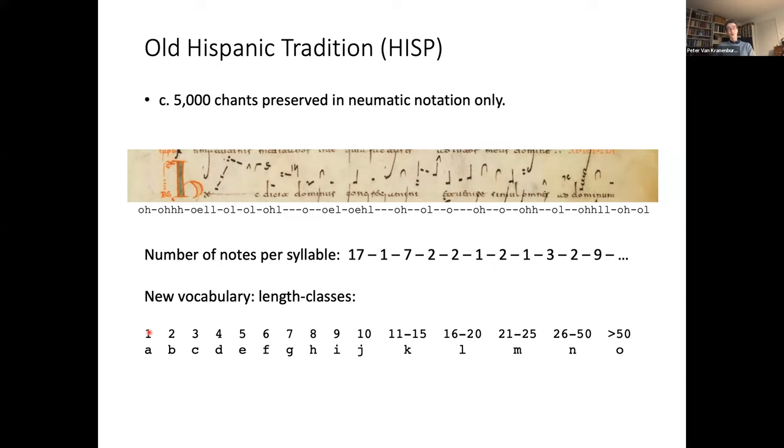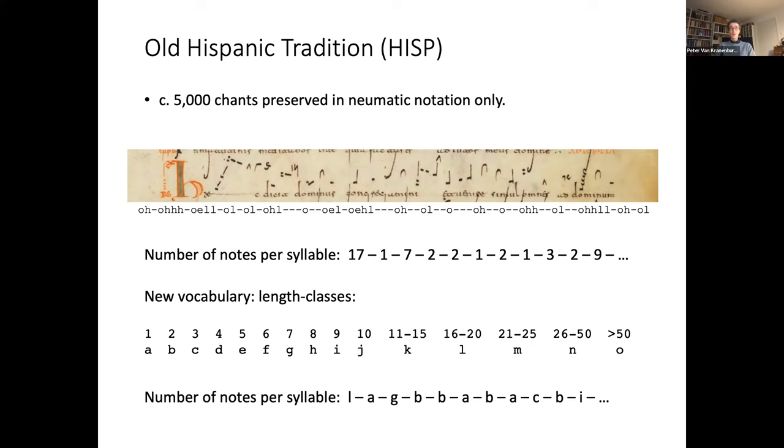So all syllables of length 1 are class A, syllables of length 2 are class B, 3 is class C, etc. And then 11 till 15, class K, 16 to 20 notes, class L, and more than 50 notes, we have class O. So we can represent a chant like this as a sequence of interval length classes. So the first is L, because the first syllable has 17 notes, which is class L. And then the second is one note, which is class A, etc. And then, of course, we again can build an n-gram model on this, which we also did.